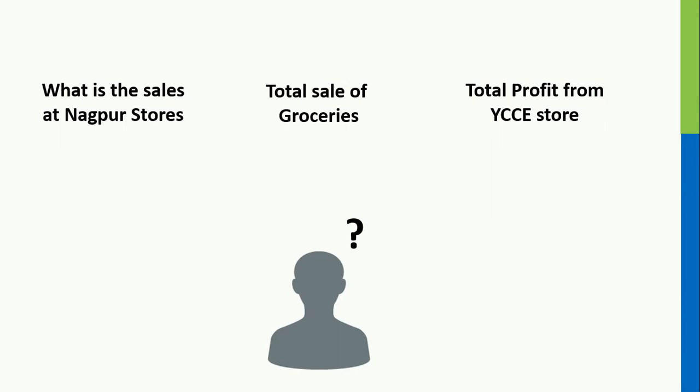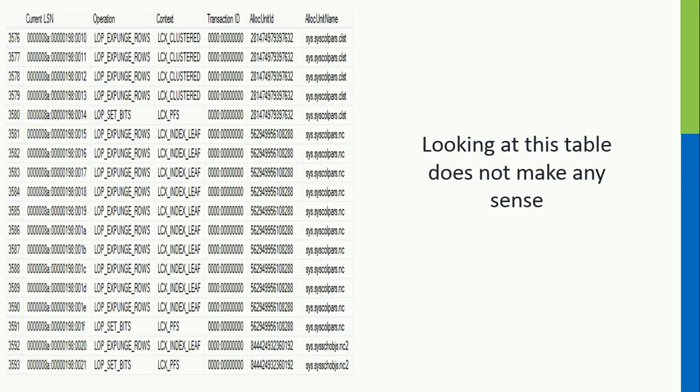Now, looking at this table does not make any sense, as the complex table is very time consuming to answer anything from, and it will be very difficult for you to do any type of analysis from this table. So this is where business intelligence comes into the picture.